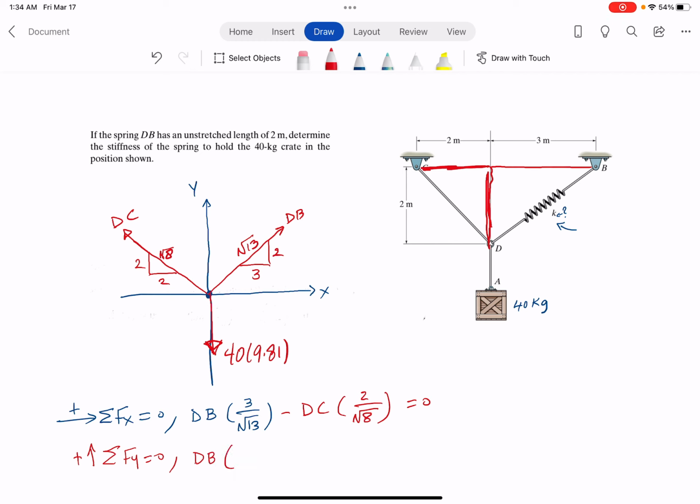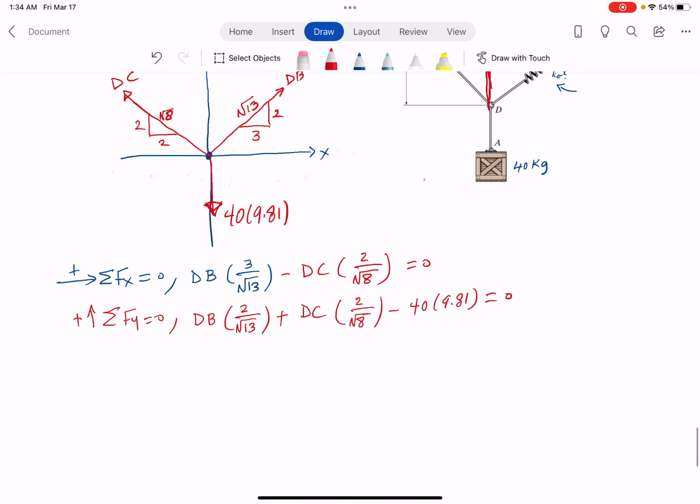DB 2 over square root of 13 plus DC 2 over square root of 8 minus 40 times 9.81 equal to 0. So we have all the equations. We should put this into the calculator.